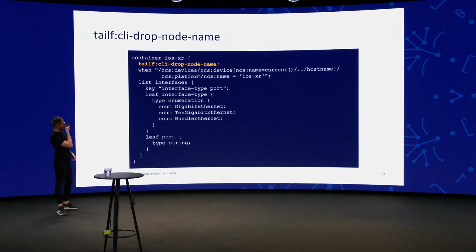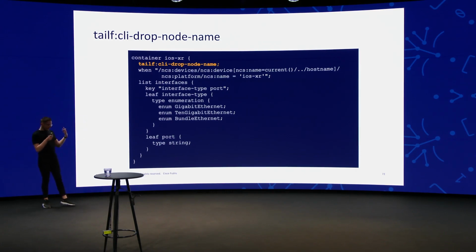Tailf CLI drop node name, very often used. Here we are using this mostly when we are hiding some constraints. So one more time, when I was talking about the when statement from the very beginning, we wanted to have a container IOSXR to include some of the specific IOSXR parameters and features, if that kind of device we are configuring. We obviously don't want the operator to see this IOSXR in the CLI because our goal is to be multi-vendor and to hide from the operator that we are doing the multi-vendor service.